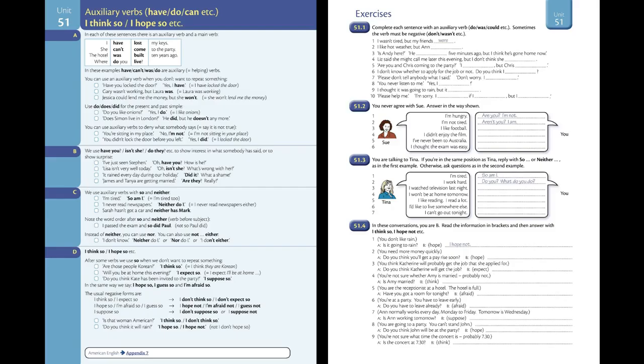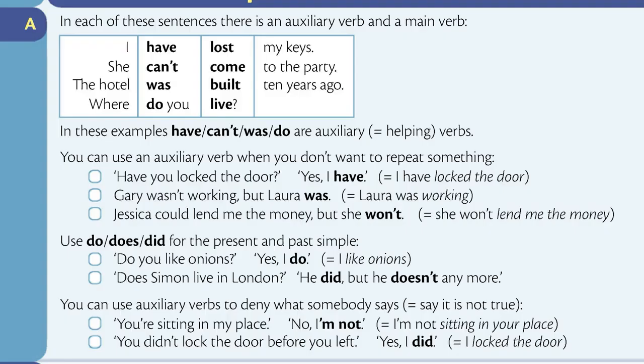Unit 51. Auxiliary verbs. Have, do, can, etc. I think so. I hope so, etc. Section A. In each of these sentences, there is an auxiliary verb and a main verb.